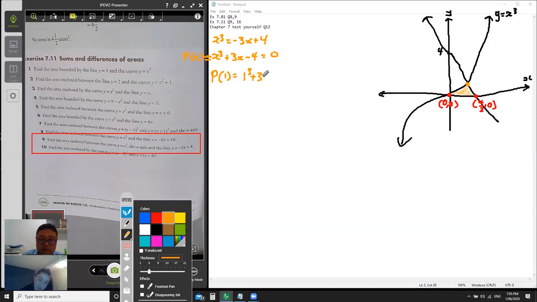1 cubed plus 3 times 1 minus 4 equals? What does that equal? 0. Yep, good. So bingo, we've solved it. So x equals 1. Yep. And y would equal? Well, 1 as well. So what's this point here? 1, 1. Okay, good.